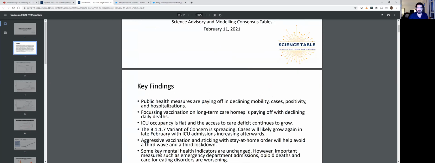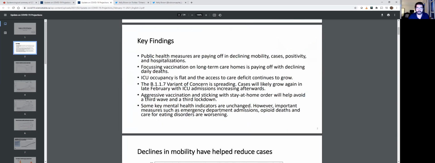So let's come back up. There was some talk here about the focus on long-term care homes paying off with declining daily deaths.